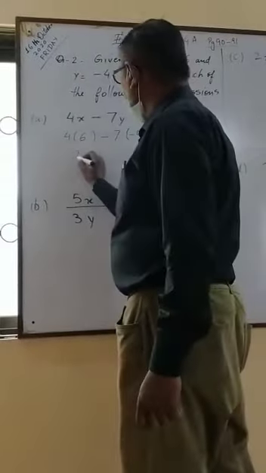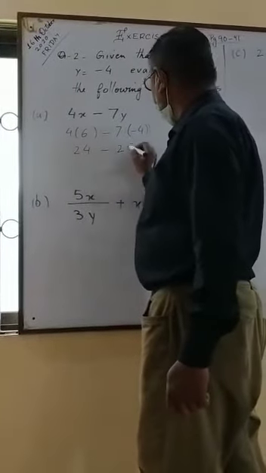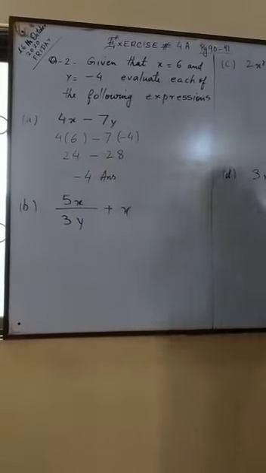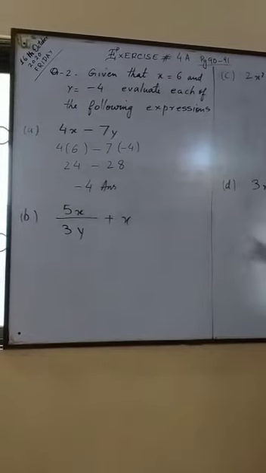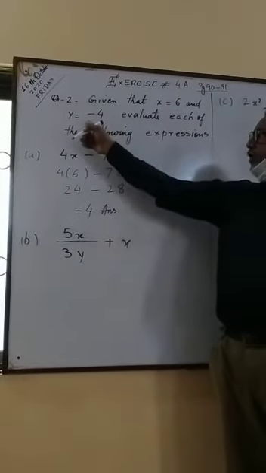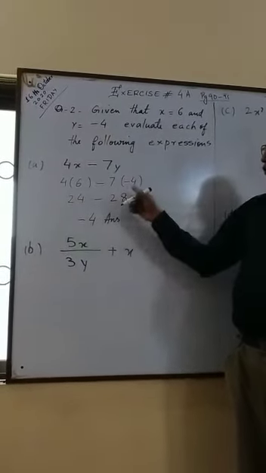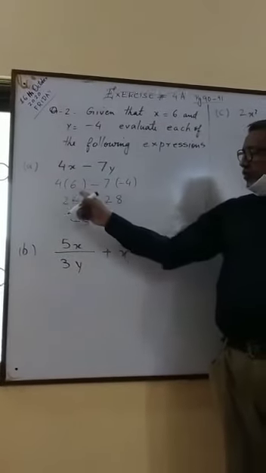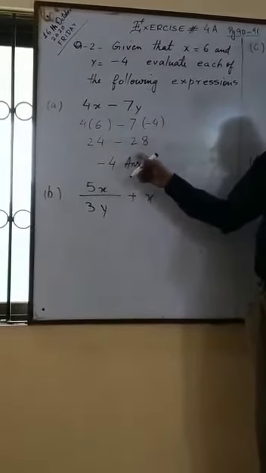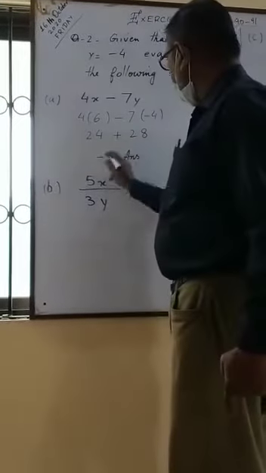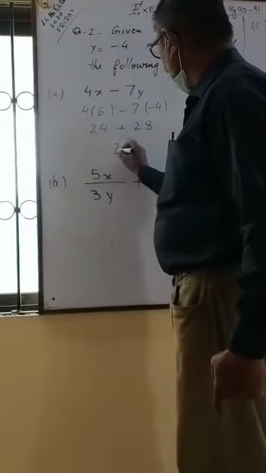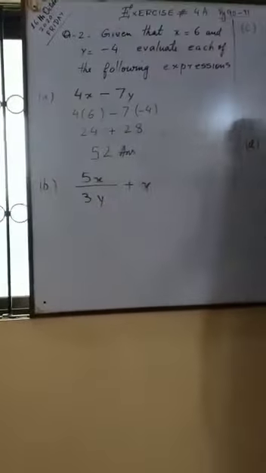Now it is 24 minus 28. So it is -4. -4 is the answer. See, the value of x according to our question was 6. The value of y according to our question was -4. So after inserting these values, we will have to open the bracket. 4 6s are 24, 7 4s are 28. So this minus and minus will become plus. And if it is plus, then this is 12 and this is 52. 52 is going to be your answer.